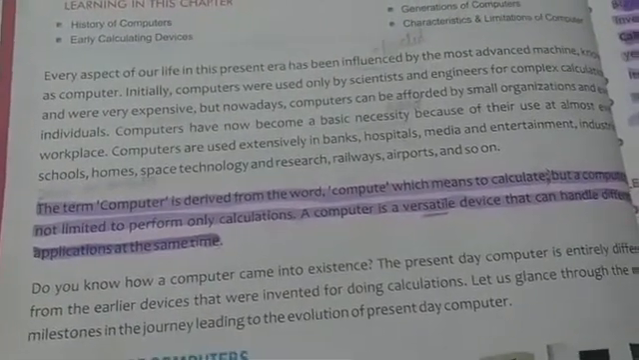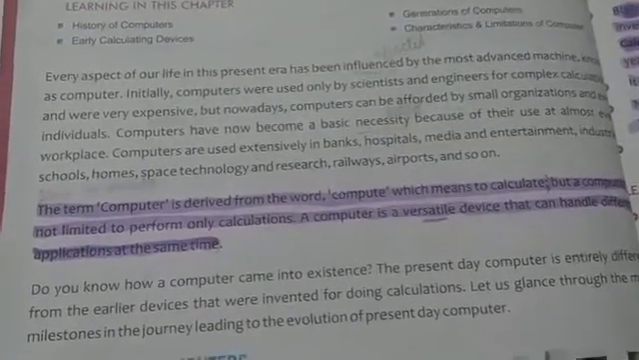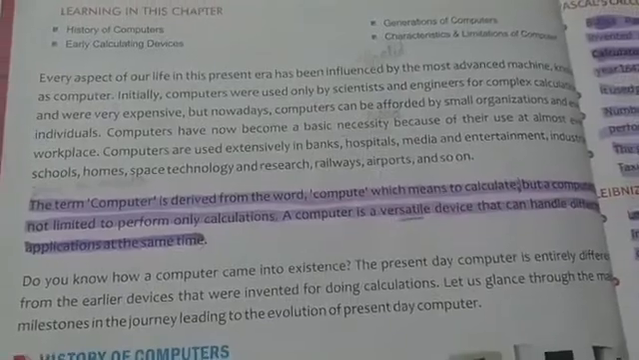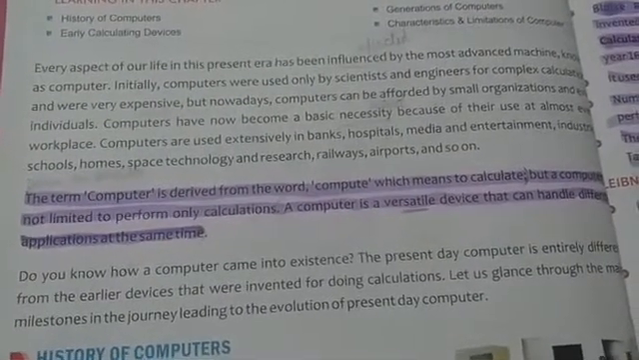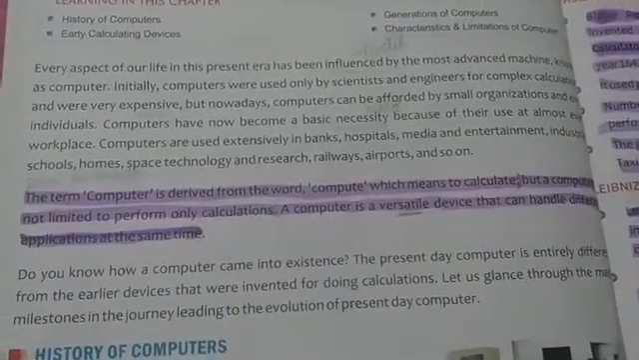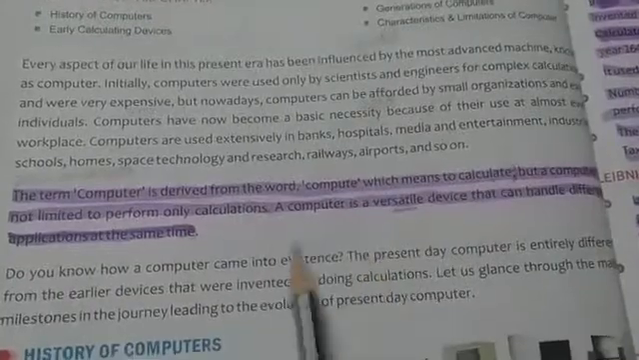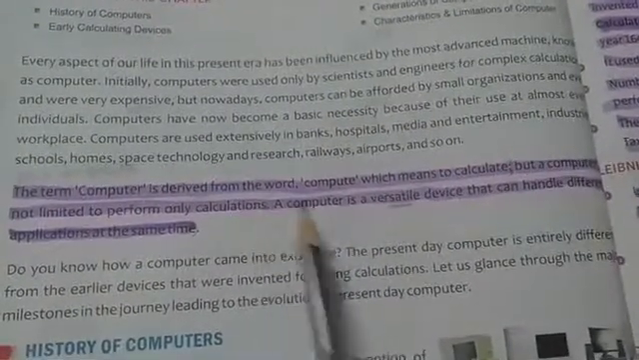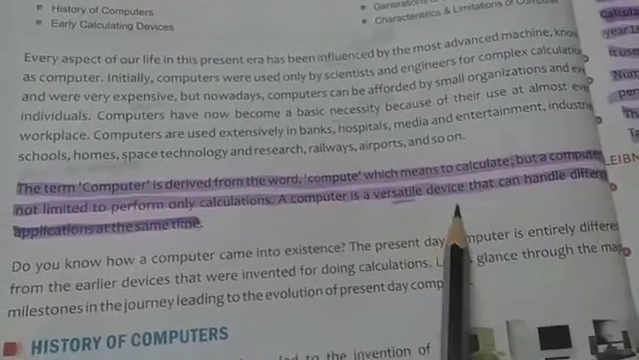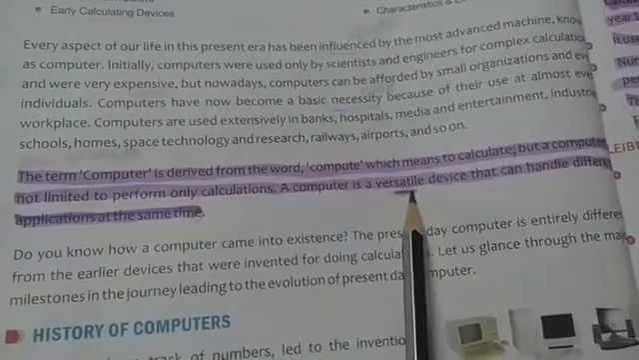So the term computer is derived from the word compute, which means to calculate. But a computer is not limited to performing only calculations. A computer is a versatile device that can handle different applications at the same time. As we all know very well, a computer is not capable of performing only calculation. It can perform any type of work or task. So that's why it is called a versatile device.